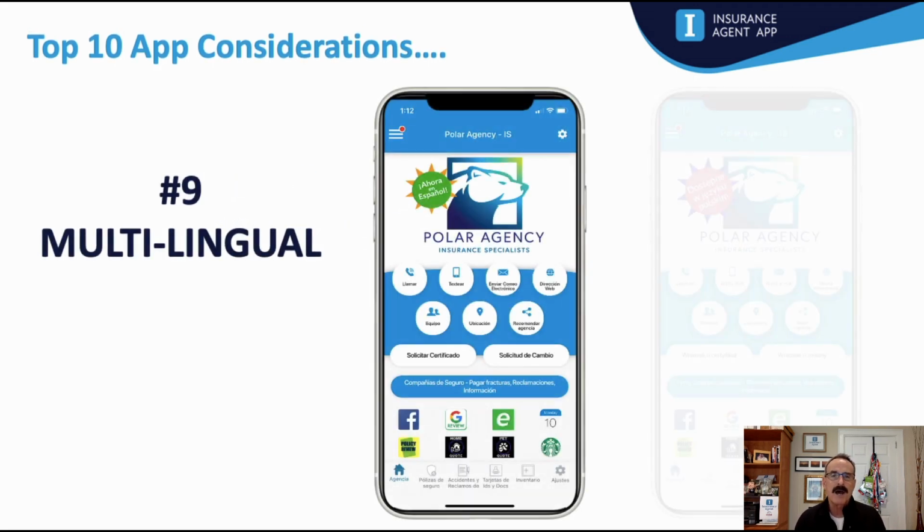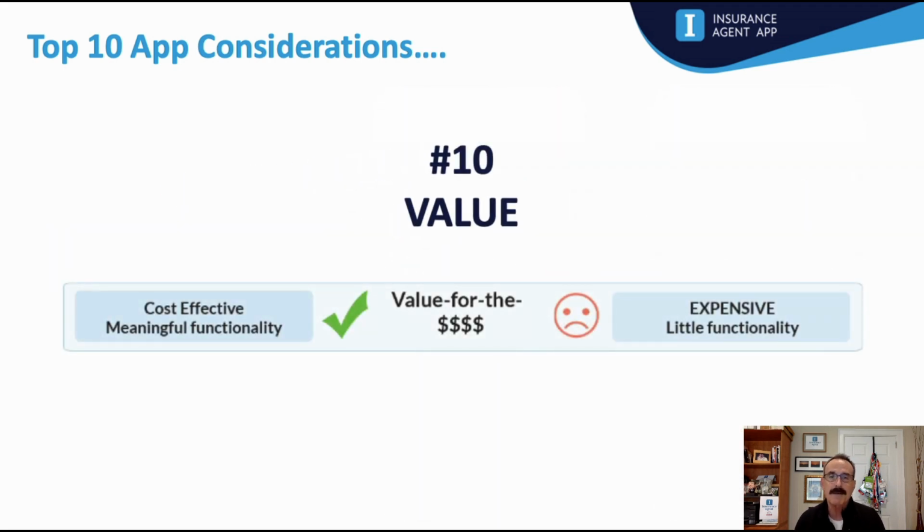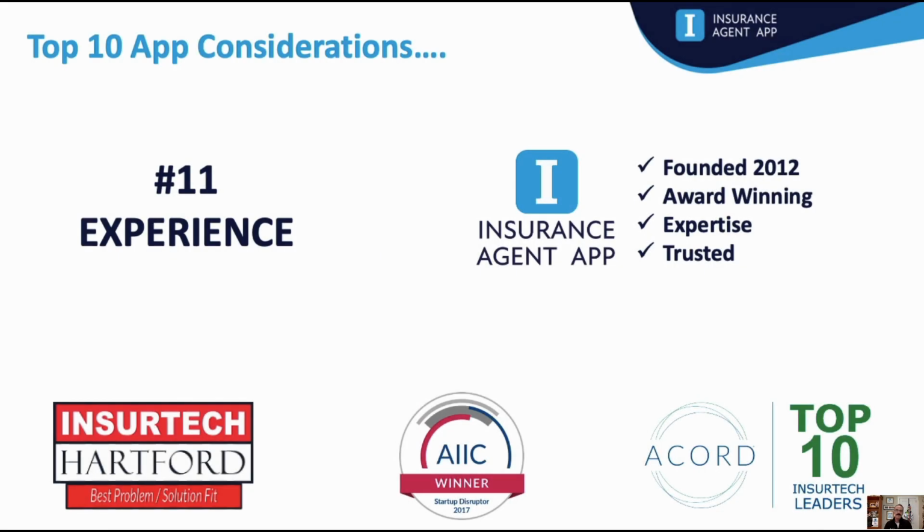Number 9. Are there languages other than English in which the app can be used? We also have the app available in Spanish and in Polish. And if you have an idea for what our next language should be, please let me know. Number 10 of the top 10 app considerations is value. Is there value for what's being delivered? We know we deliver a lot of value, and it's very cost effective to license Insurance Agent App and deploy it for your clients. If the app seems expensive and you're not sure what you're getting for your money, it probably is.